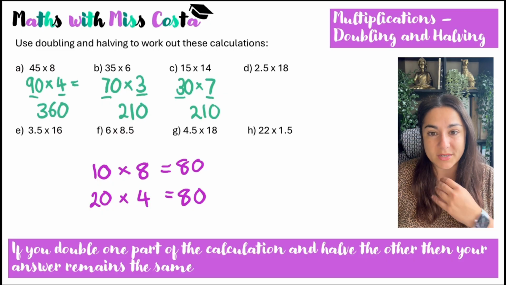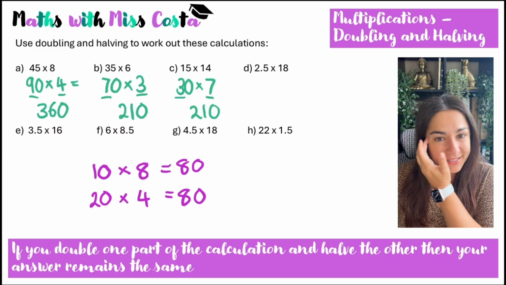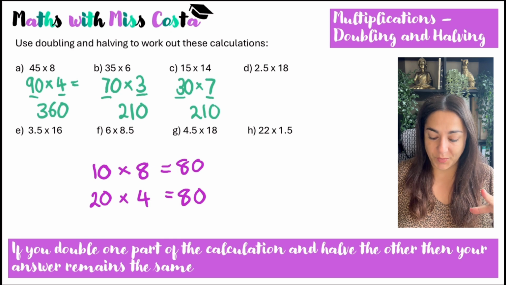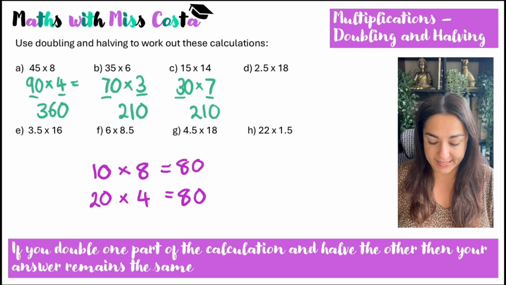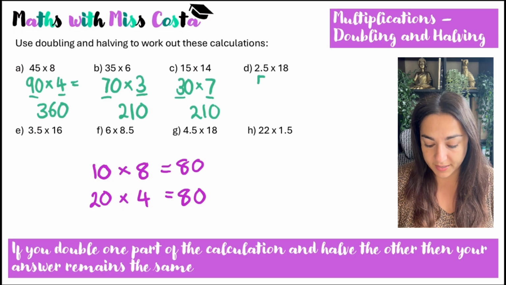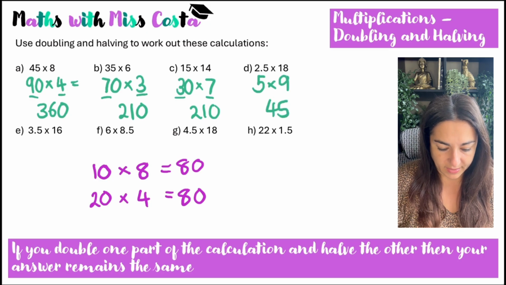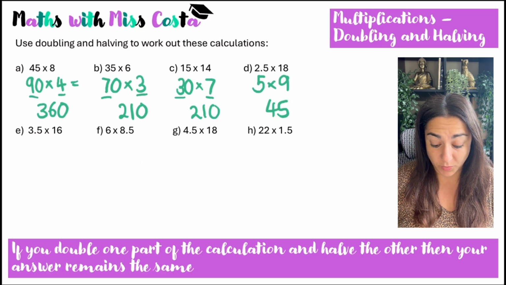And especially when we've got decimals. Multiplying by decimals can sometimes be tricky. So if I know that if I double something, it will become a whole number, that can make my life a lot easier. So a 2.5, what I can do is double that. That would be 5. And then I'm going to have to halve 18. 5 times 9 is 45.